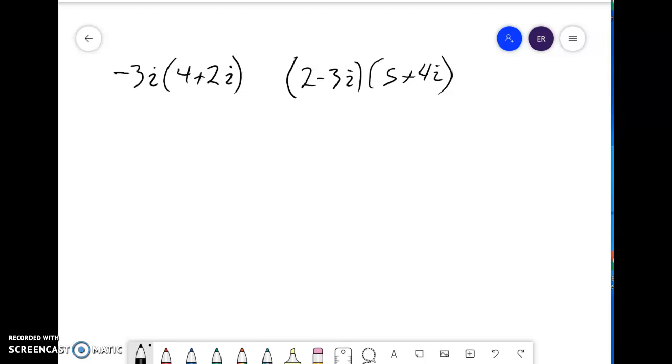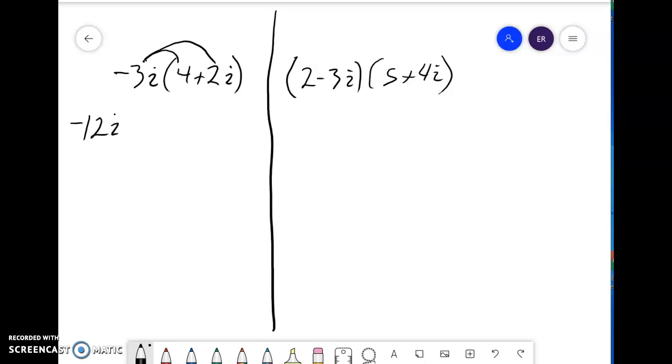Problems 13 and 14. I wrote them kind of close together, so let me draw a little line here. We didn't really do one like this, but it's the same thing. We're just going to distribute the negative 3i. So we get negative 12i minus 6i squared.